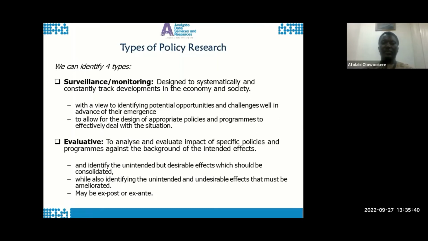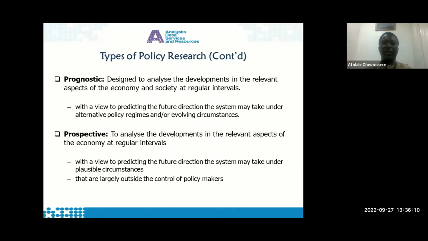Evaluative: to analyze and evaluate the impact of specific policies and programs against the background of the intended effects. You have to look at what is intended and what is unintended, and then be able to compare and evaluate a particular project or intervention of government. That can be done ex post or ex ante. Ex post because it's after the program. Ex ante, even before the program, you can start evaluating the policy of a government or a decision maker.